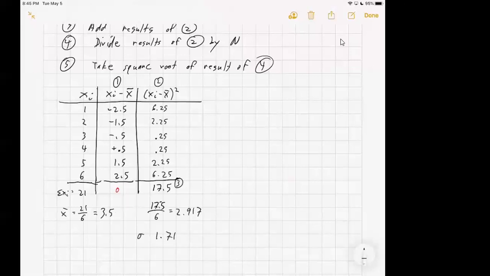I end up with 1.71. So that's my sigma value. I took the square root of what I just had above. That was actually sigma squared, sometimes called the variance, and then I have the standard deviation of those numbers. It's 1.71.